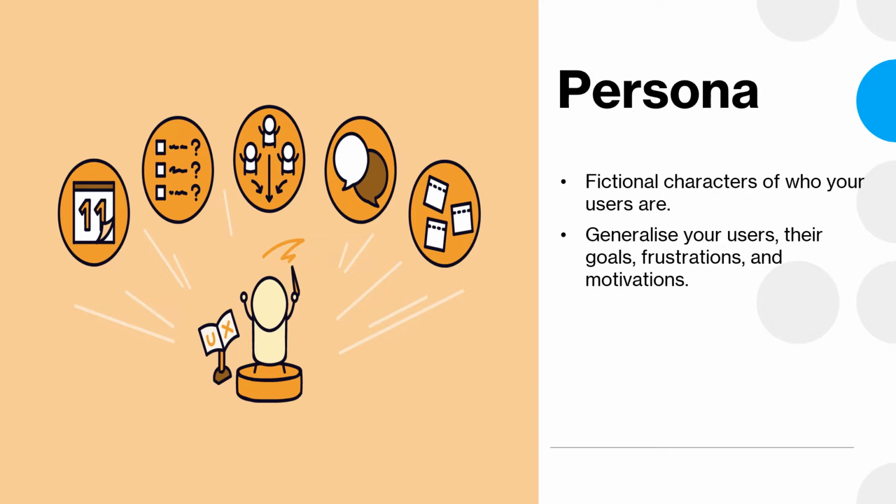When it comes to personas, you can have a primary persona and a secondary persona. The primary persona includes people that will primarily use the system that you're trying to implement, while the secondary personas are the people that are involved in the system but may not necessarily use it like the primary personas.